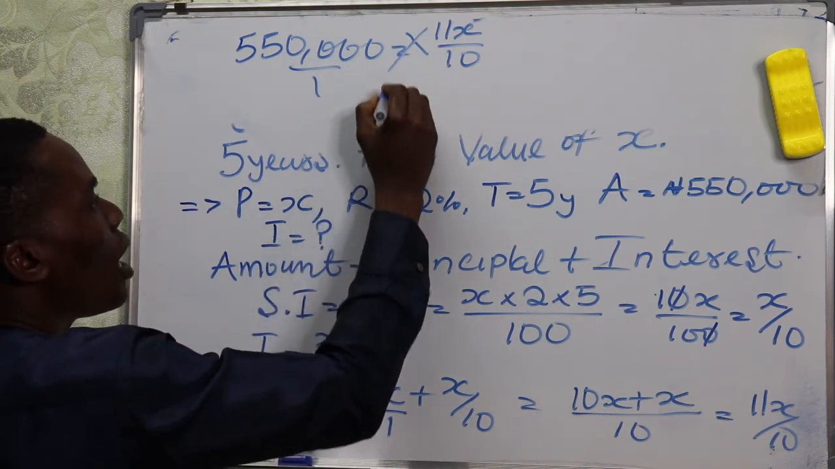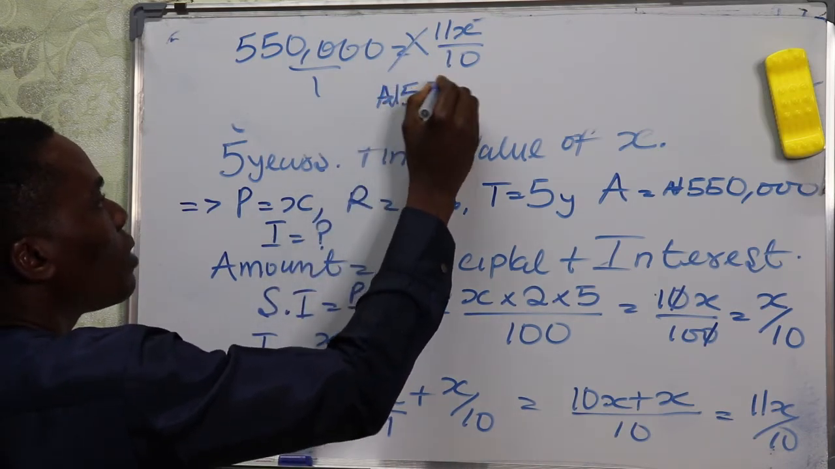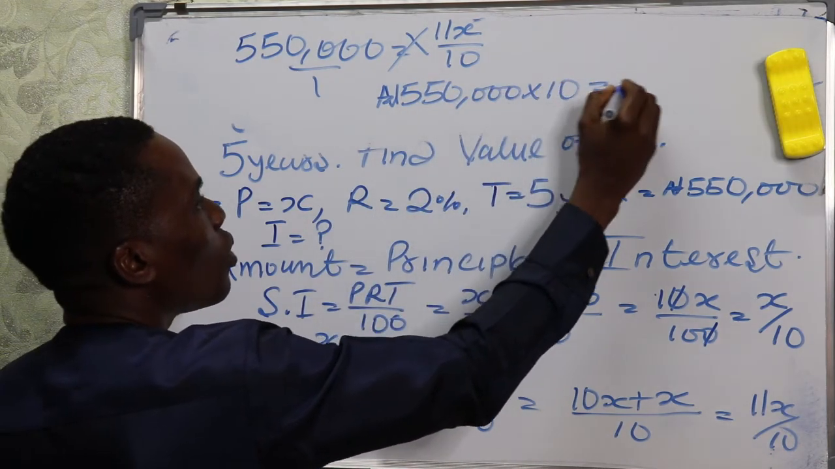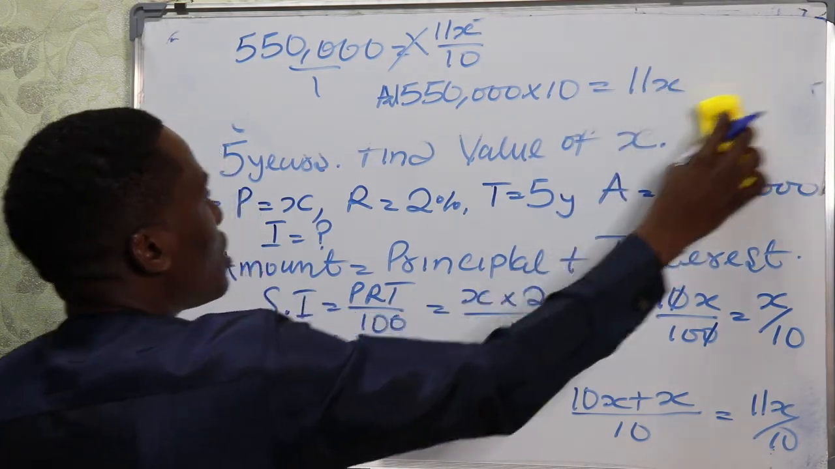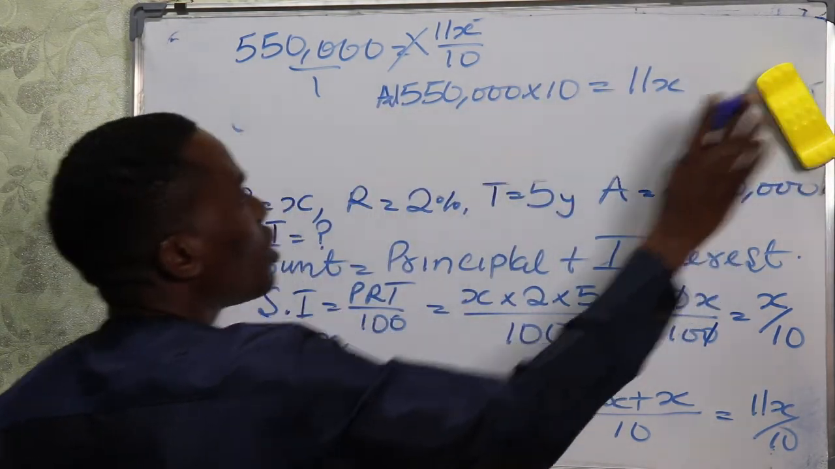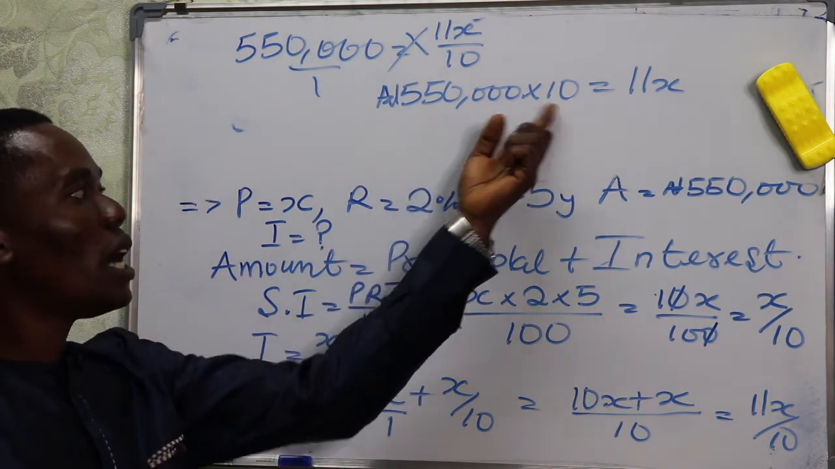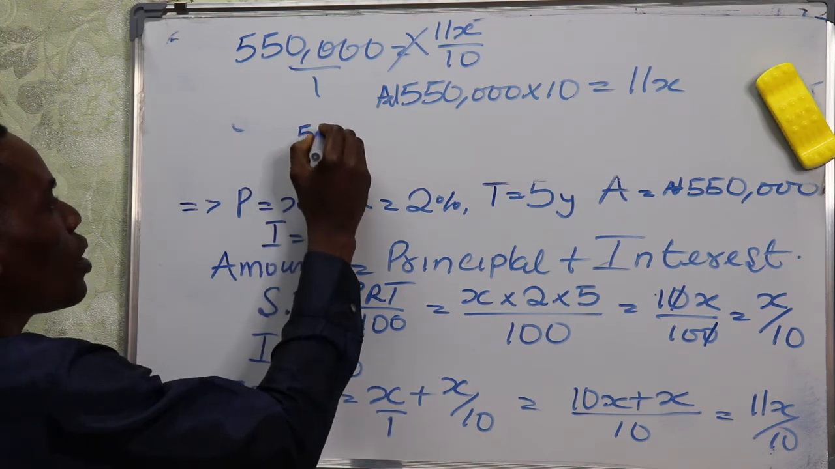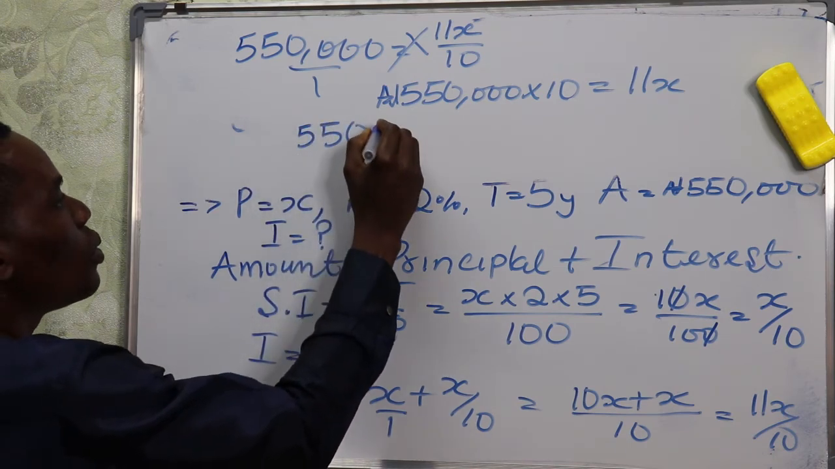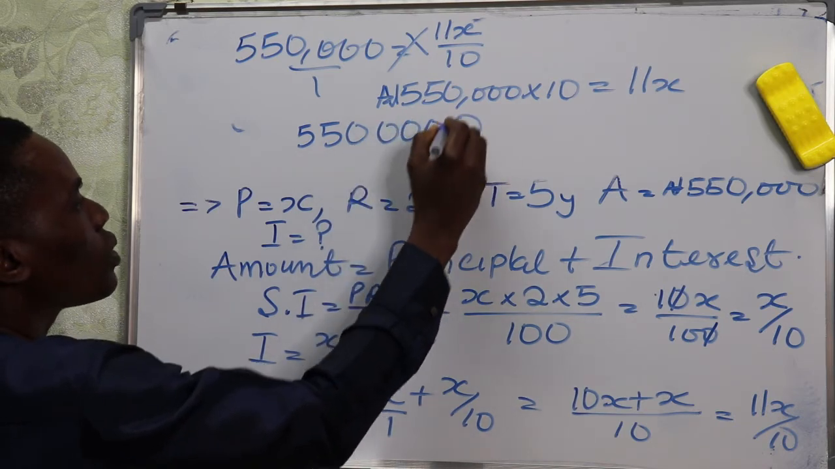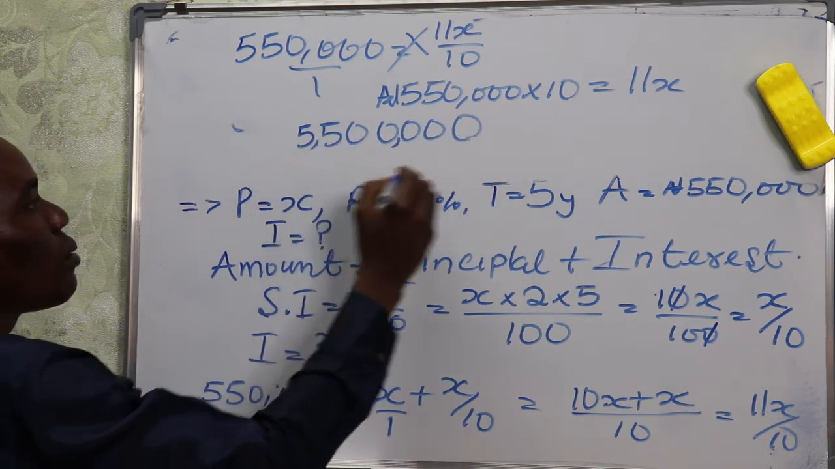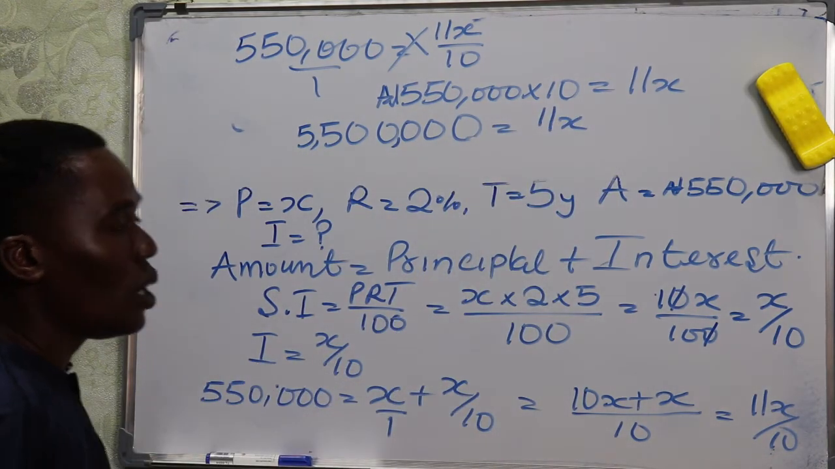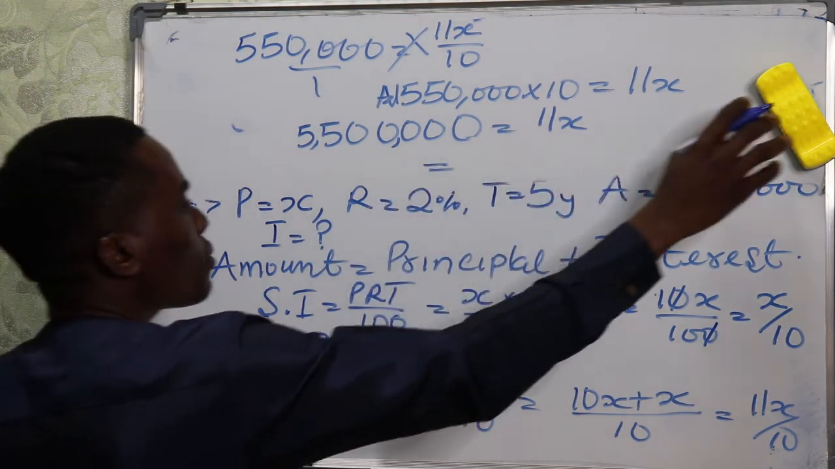We are going to have our 550,000 multiplied by 10 equal to 11X. Now we are looking for the value of X. This will just simply add 0 to this. So that will give us 550,000 and 0, that will give us 5 million equal to 11X.